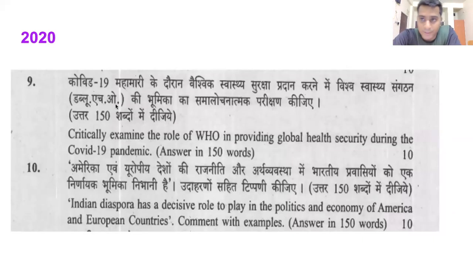Similarly, look at 2020. Critically examine the role of WHO in providing global health security during the COVID-19 pandemic. Obviously, 2020 is the COVID pandemic year, so they asked this question. WHO, World Health Organization. So this is in the last point, that is called important international institutions.